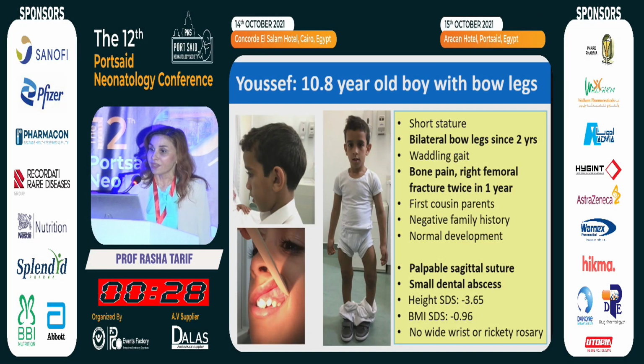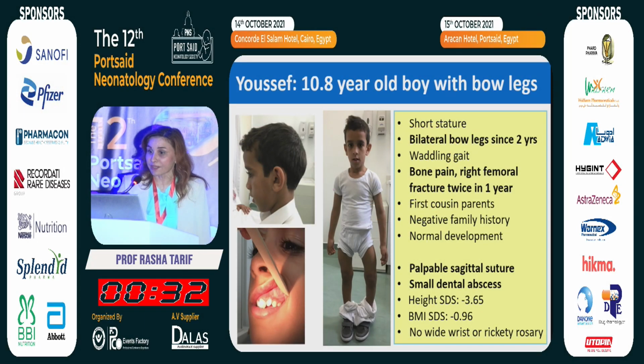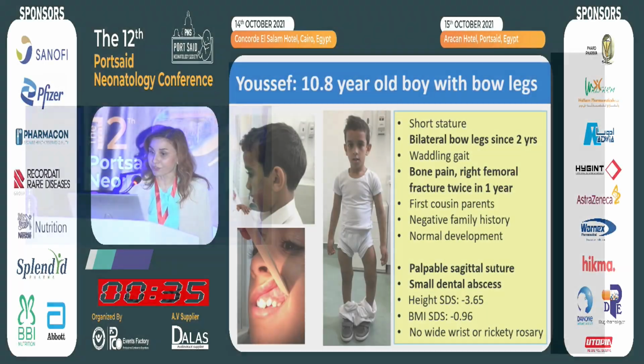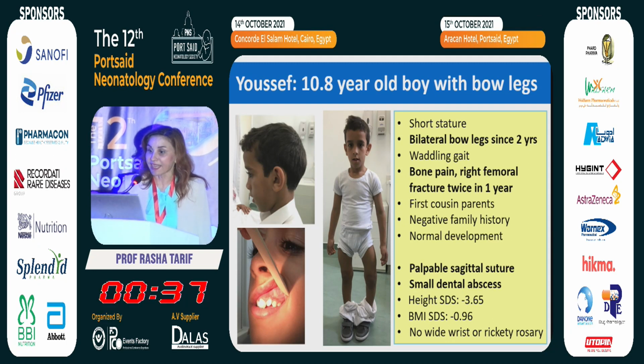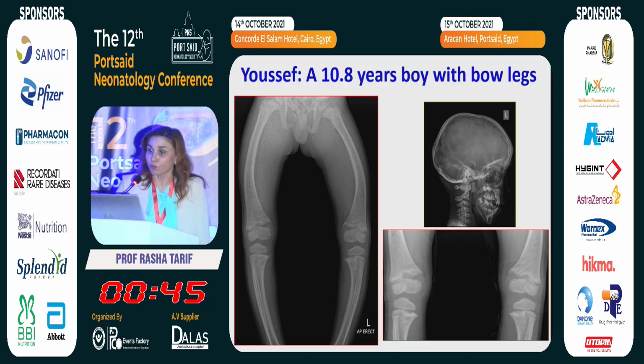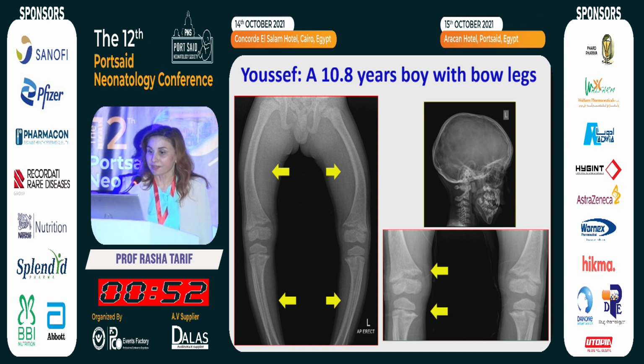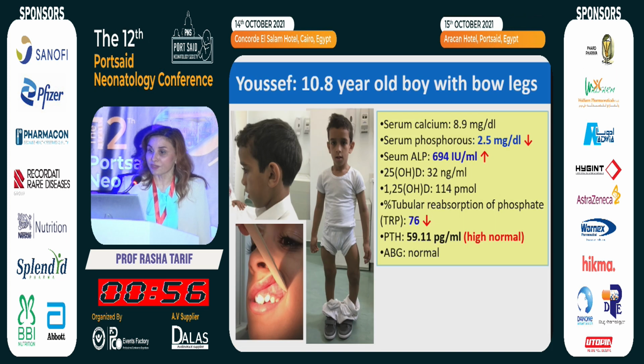Yusuf is a 10.8-year-old boy with bow legs. He's short. He has had bilateral bowing of his legs for 2 years, bone pains, and 1 fracture. His parents are consanguineous. He has a palpable sagittal suture and a small dental abscess. No other rachitic signs in this boy, just bowing. Look at the x-rays. Bowing, osteopenia. Here, yes, rachitic manifestations in the epiphysis, and this is the craniosynostosis.